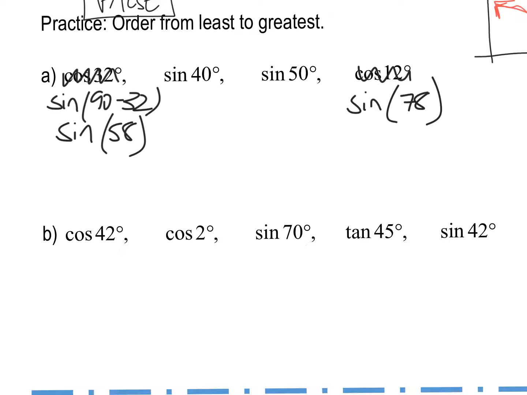And so now that I have them all in terms of the same function, it should be much easier to list them in order. So remember, as the angle increases, the sine increases. I'm going to actually make a little note of that. As the theta increases, the sine of theta also increases. So literally I just need to put these in order, least to greatest in terms of their angles.